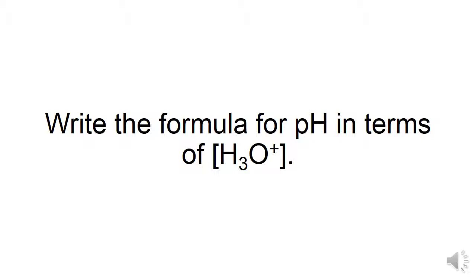Write the formula for pH in terms of the concentration of hydronium. Okay, remember the concentration of hydronium is also a surrogate for the concentration of protons in solution. And just remember that a hydrogen cation is often referred to as a proton because remember, hydrogen doesn't have any neutrons in its nucleus.